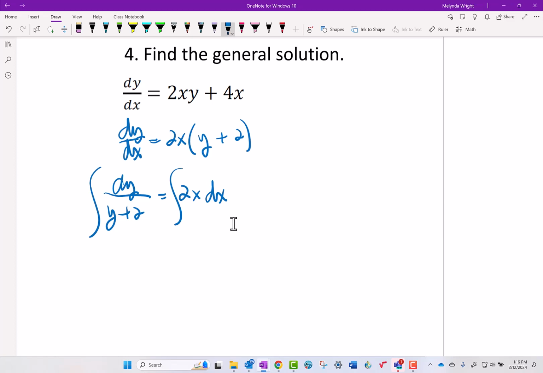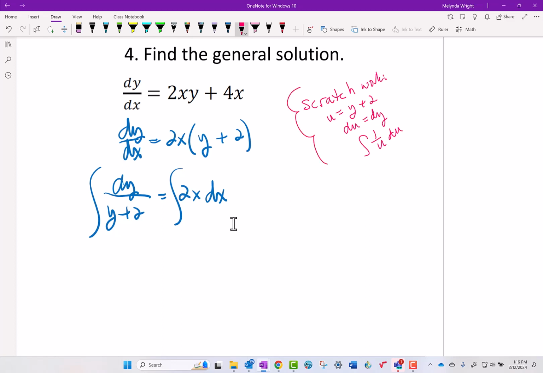Okay, so let's work on the left side. The right side's pretty easy. Any ideas on what we would do on the left side? That really is a U sub. I would call it a baby U sub. So I'm going to do some scratch work off to the side. You might be able to do this in your head and not have to do any scratch work. So u would be y plus 2, du would be dy. So basically we'd be integrating 1 over u du. That's what we would be doing.